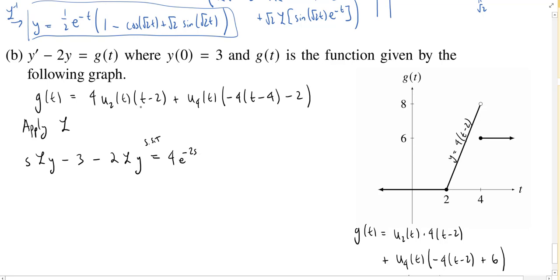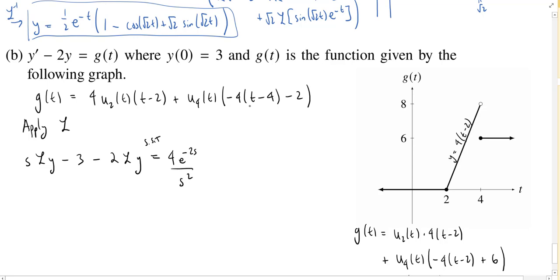And then we need the Laplace transform of the underlying function, which has been shifted. So this function has been shifted by 2. Before we shifted it, remember we thought it was 4t, but you ignore the 4, right? We thought it was a t. So we just need to take the Laplace transform of t, which we know is 1 over s squared.